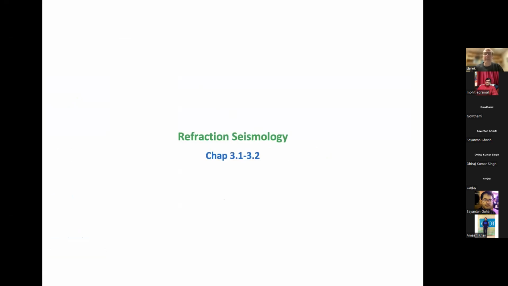All right, refraction seismology. If you are reading the PDF I posted from the Stein and Wysession book, this is chapter 3.1 to 3.2. So we've basically developed the basis of seismic wave propagation theory, and now we're going to talk about the usefulness of seismic waves for inferring Earth structure.